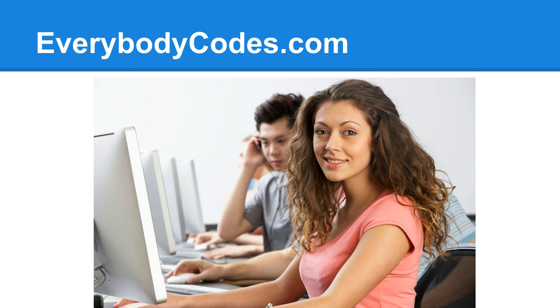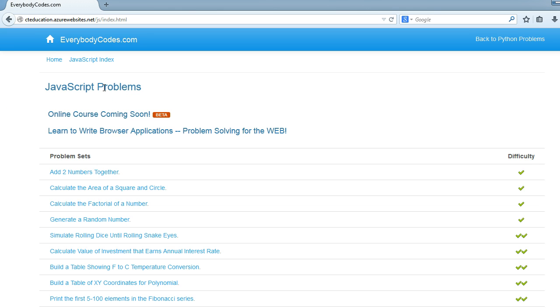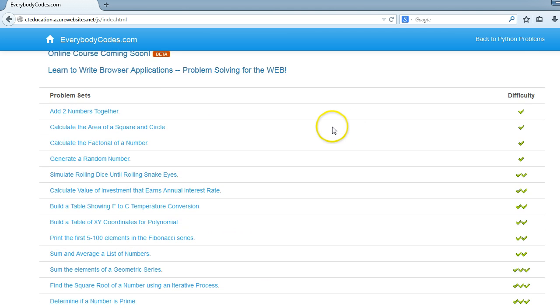So let's go ahead and take a look at some of the sample problems that we can do using computational methods. I'm going to go to my JavaScript course here at everybodycodes.com and let's take a look at some examples. One of the basic problems might be adding two numbers together. We can, for example, do some statistical problems such as simulating rolling dice or generating a random number, or building a table of XY coordinates for a polynomial. Let's go ahead and get started.